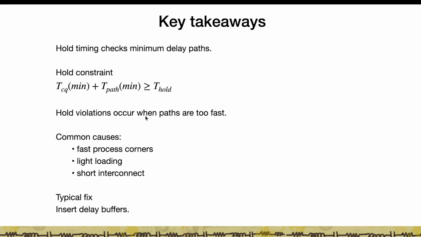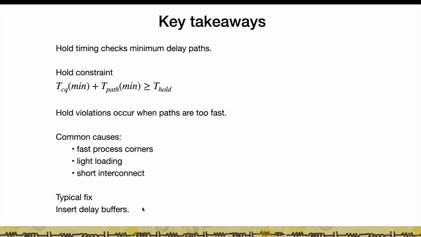Hold violations occur when paths are too fast. Fast process corners, low temperature, high voltage, short wires, light fan out. Crucially, slowing the clock does nothing to improve them. Setup fixes that speed up a path can create hold violations on that same path. Timing closure has to balance both constraints simultaneously. The fix is to add delay, using buffers, inverter pairs, or wire detours, to push the minimum arrival time past the hold window.